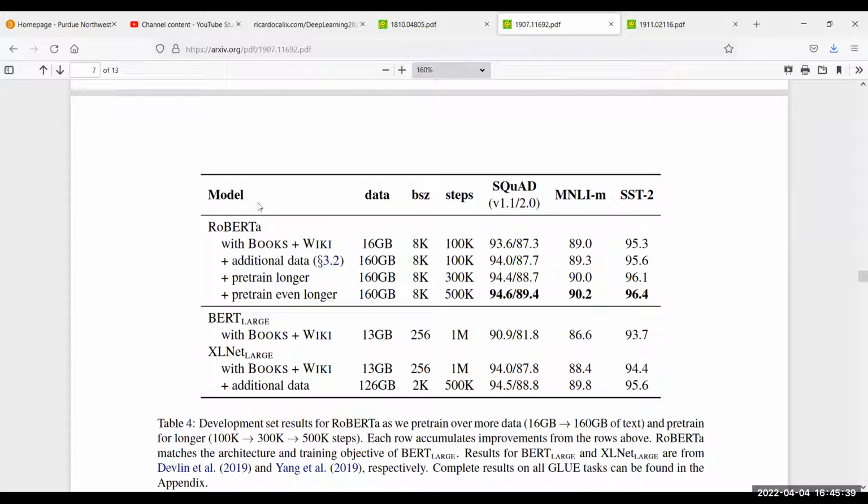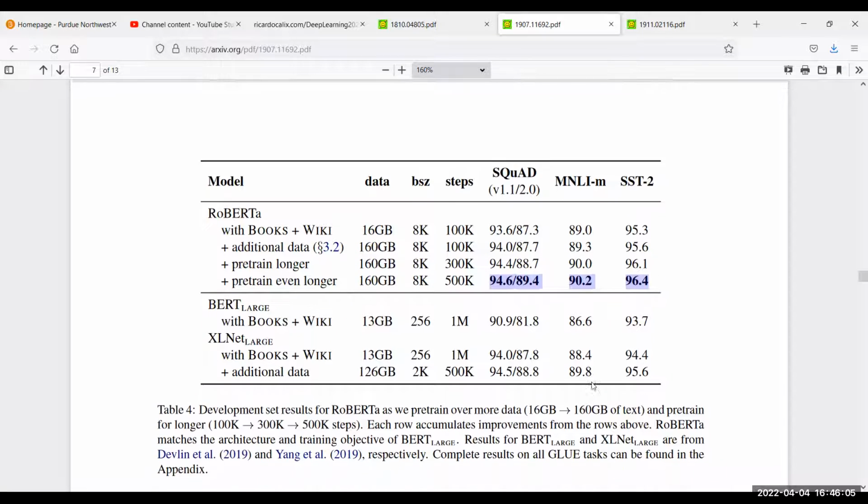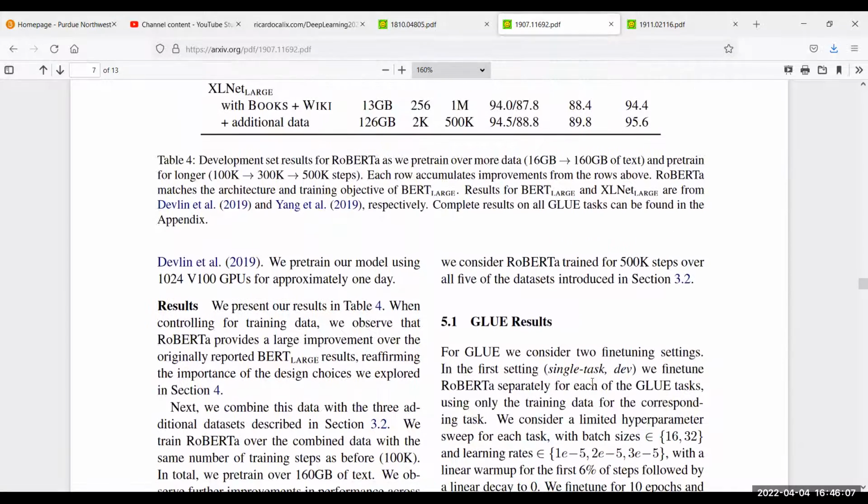So you can see the model. This is their RoBERTa versus BERT large. So 13 gigs versus 160 gigs. Batch size is much bigger. And then these are the performance metrics. You can see they're higher and better. Not by much, but just like four percentage points, it seems, on the best ones.